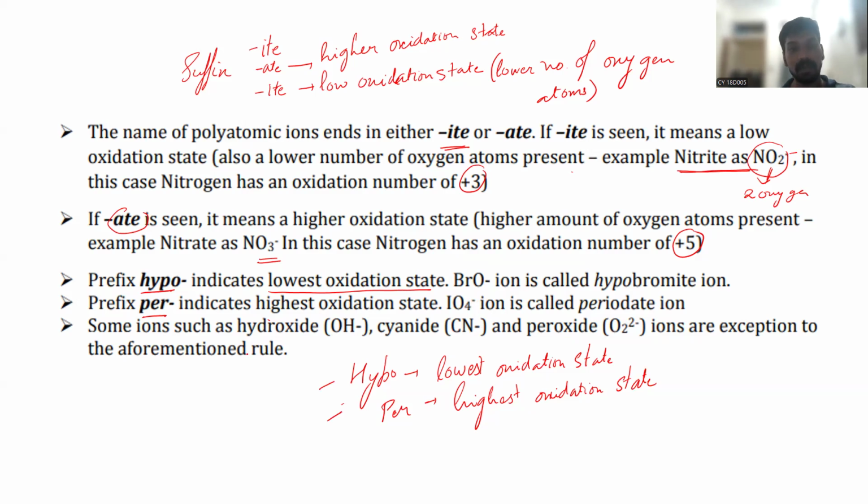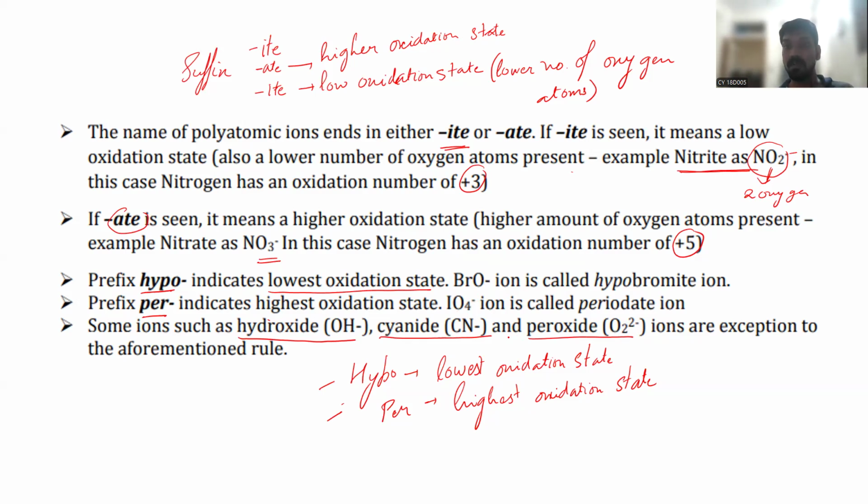There are other examples of polyatomic ions: hydroxide, cyanide, peroxide. These are the exceptions to the above mentioned rules. So these are the rules for ionic compounds, where we discussed in detail how we are going to name a cation and anion combined.